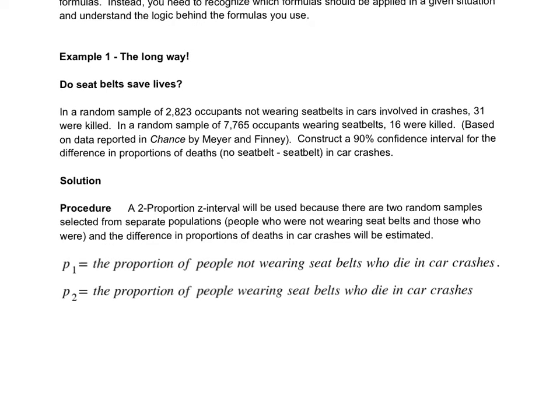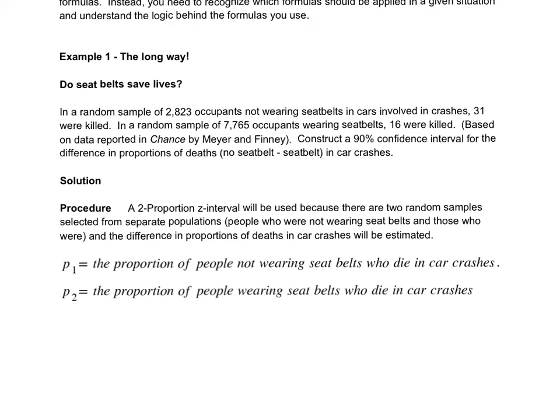So here we have a random sample of 2,823 occupants not wearing seatbelts that were involved in car crashes, and 31 were killed. So not wearing seatbelts, 31 out of 2,823 involved in crashes, and 16 out of 7,765 that were wearing seatbelts and involved in crashes were killed. We're going to construct a 90% confidence interval for the difference in proportions of deaths, and that's no seatbelt minus seatbelt who were involved in car crashes.